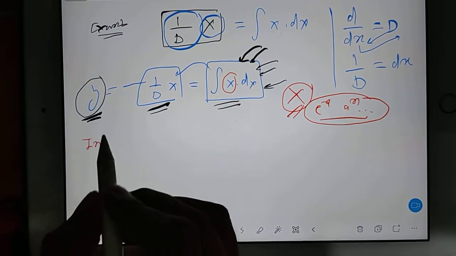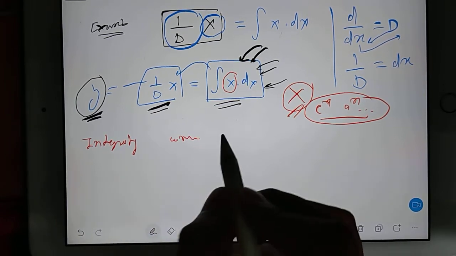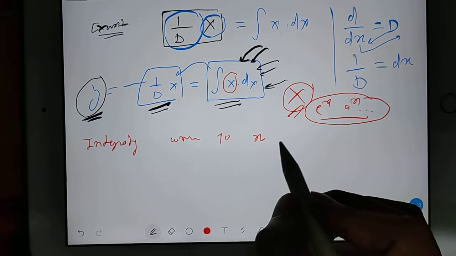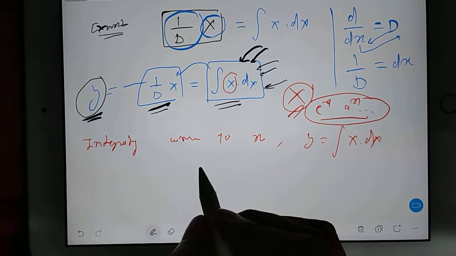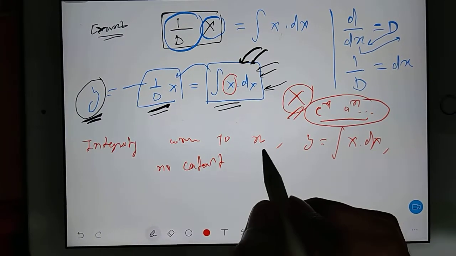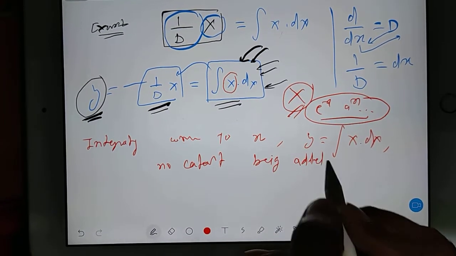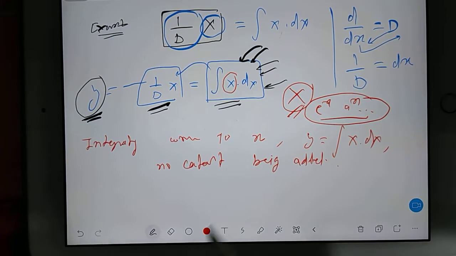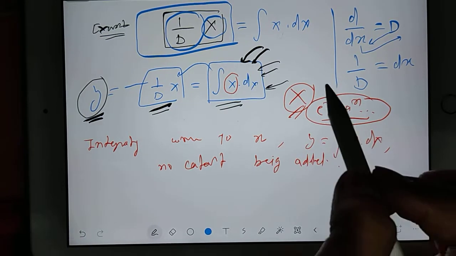So you just mention here, integrating with respect to x, our y will be equal to integration x dx, no constant. We don't have to put any constant, no constant being added, because in the beginning itself we have considered we don't have any arbitrary constant. Okay, so you understand, whenever 1 by D with any function will come, how will you operate?